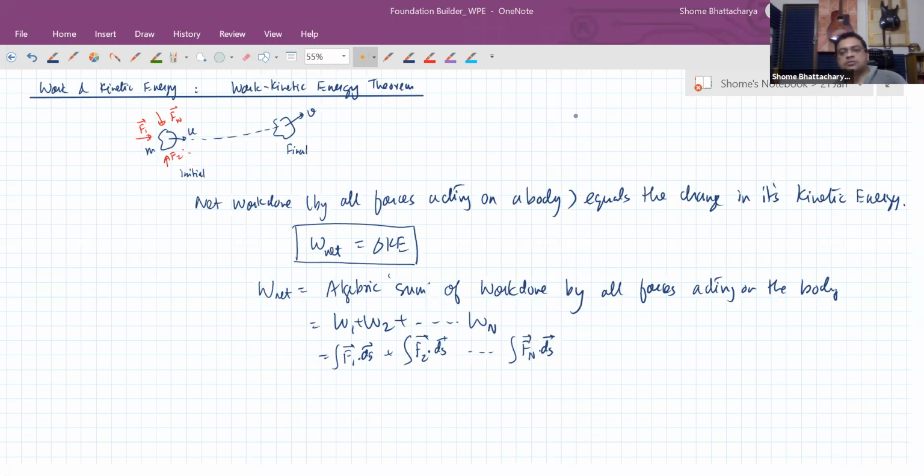Yeah, just write this down, and with examples, you will understand this in detail. Just write down the statement of this work kinetic energy theorem, Ayush. Then when we are doing the examples, it will become clear to you automatically.